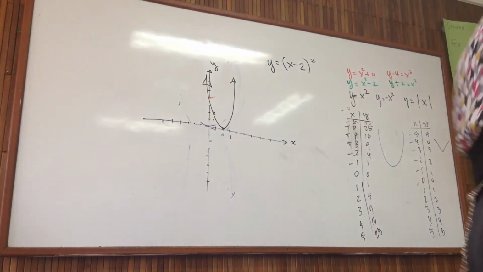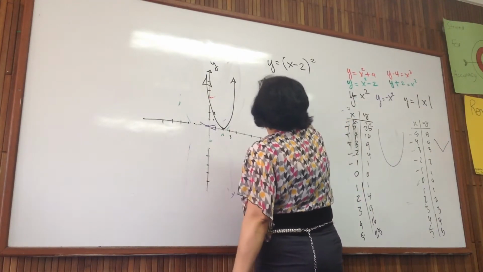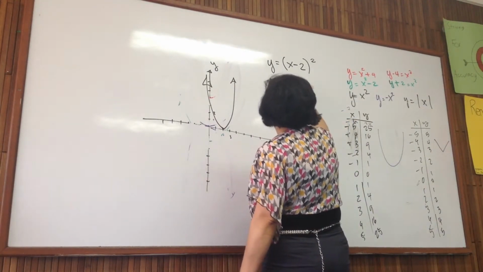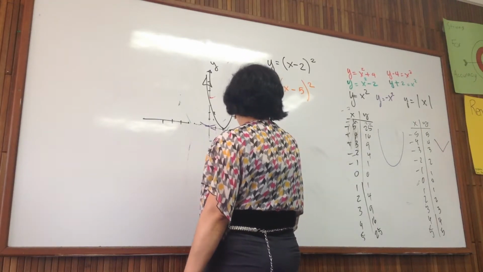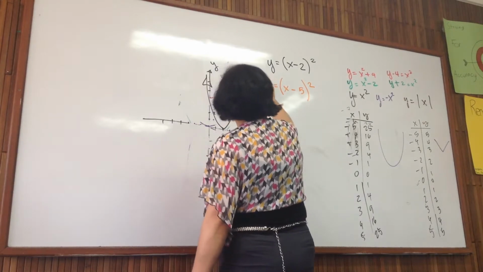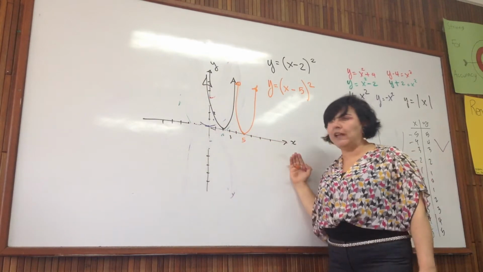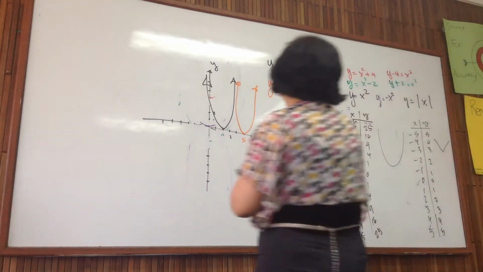I'll do another one. Relax. Y equals x minus 5 squared. Where am I gonna put it? 5, here. But why, if it's a minus, am I moving it in the positive direction? Because 5 squared is 25. Never mind.